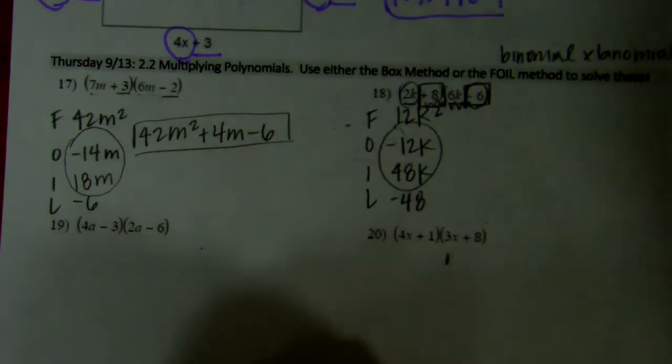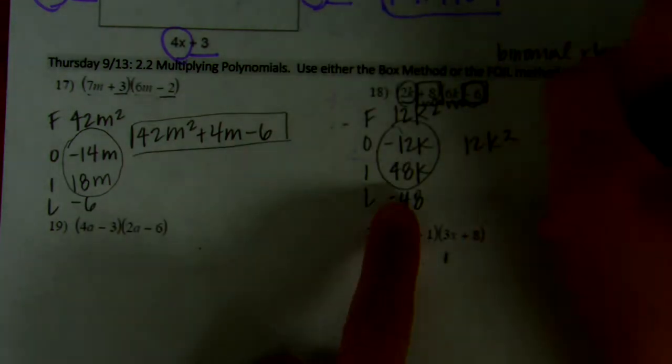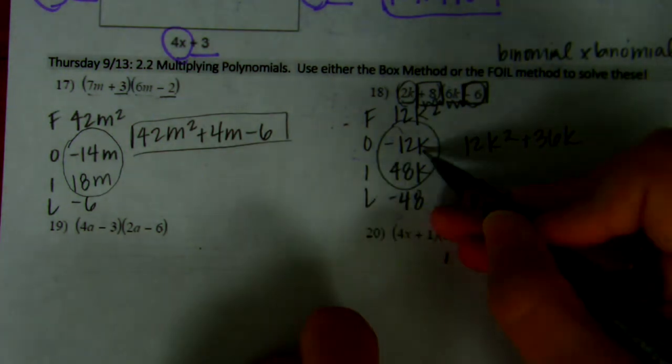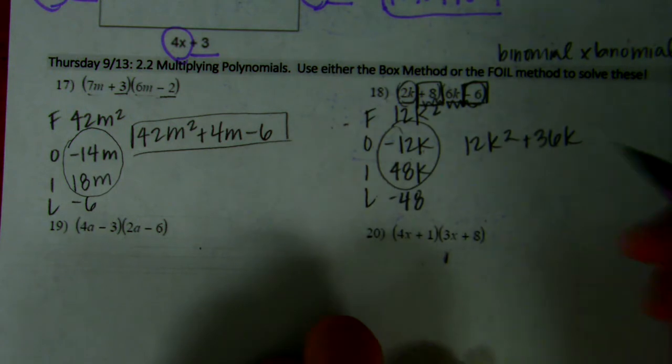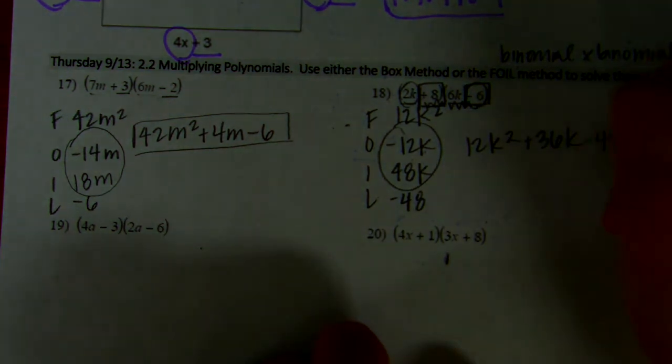My outside and my inside are my like terms. 12k squared. This is negative 12k plus 48k. This is a positive 48k. That's positive 36k minus 48.